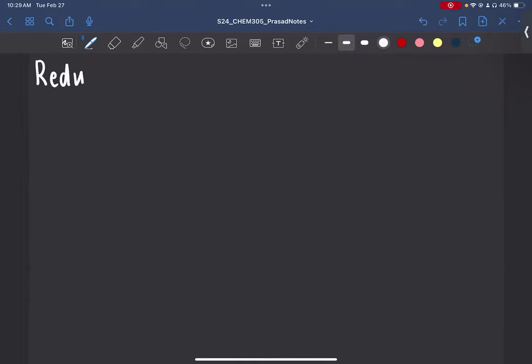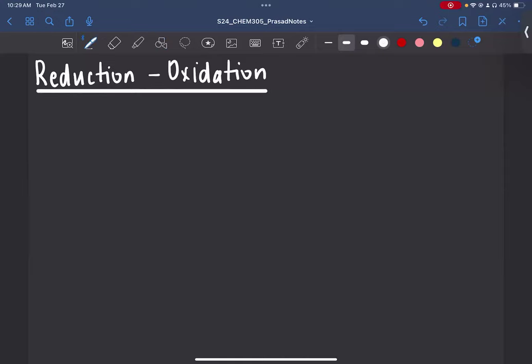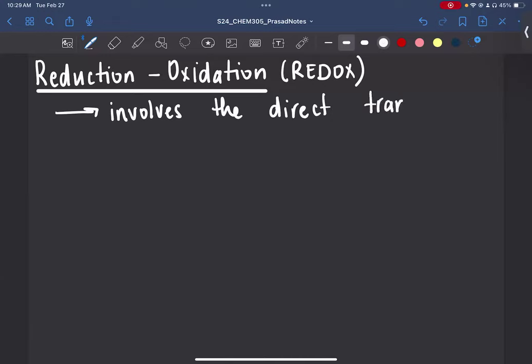All right. Next up, we have reduction oxidation, AKA redox. A redox reaction, a reduction oxidation reaction, involves the direct transfer of electrons. Again, my electron is abbreviated with an e and an apostrophe over it, from one reactant to another.